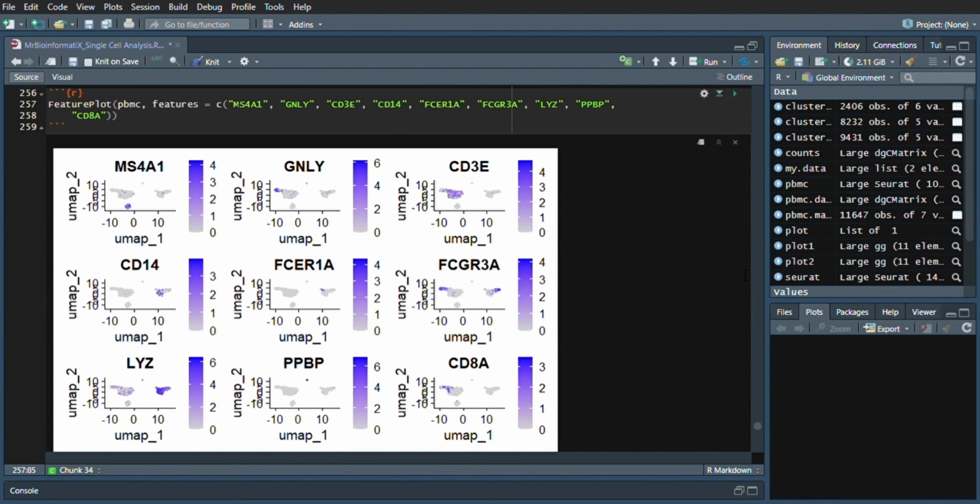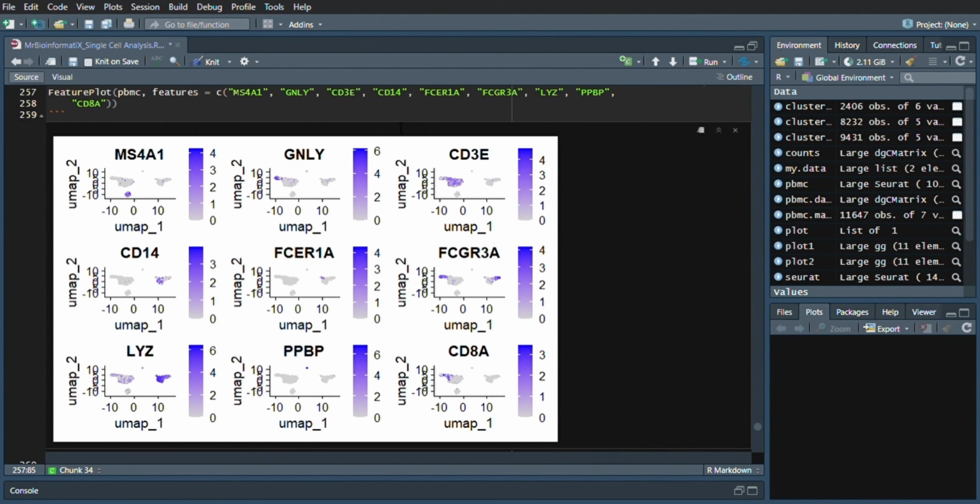As you can see, the names of the genes that we have entered are here: UMAP1, UMAP2, and the expression level. The closer the color to white, the closer the value to 0, and the closer to blue or dark blue, the closer to 4.